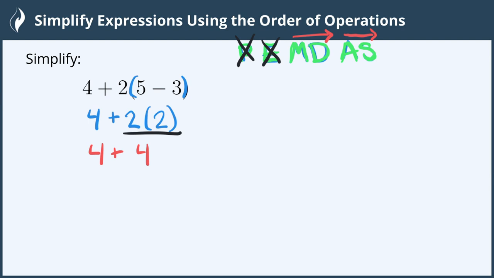Now the multiplication and division is all done, and I can move to adding and subtracting from left to right, because there's only one operation, which is adding. I'm just going to add those two together. 4 plus 4 is 8, and now I have completed all of the operations in this expression, and we've simplified it all the way down to the number 8.